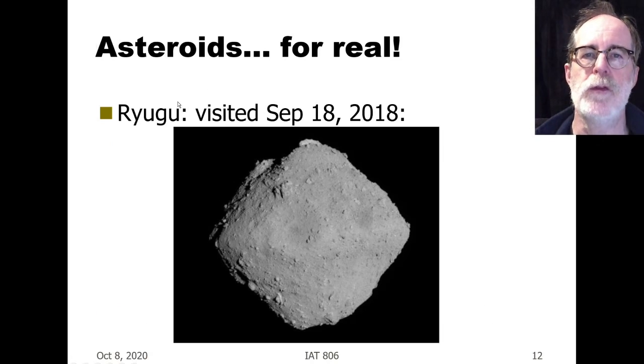And just as an amusing side issue, there are asteroids out there in the real world, of course, and a Japanese spacecraft visited this asteroid here named Ryugu on September 18th, 2018. And here's a picture of the asteroid Ryugu that it visited, and you can see it's kind of a rough surface. It's not round. It's small enough that the gravity is not so strong that you get these funky shapes. So there's some proof that we know what we're talking about when we're talking about drawing asteroids. So just a little amusing side moment.